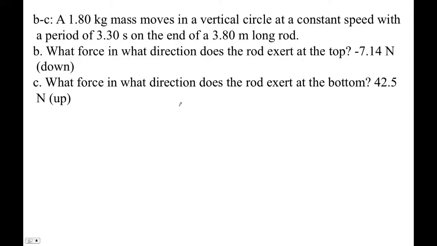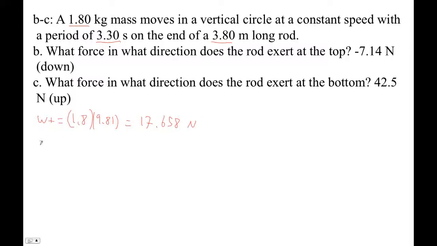All right. Let's see. So we've got the period of this thing. We've got the length of the rod. We've got the mass here. So I think this is one of these ones where we're going to figure out the weight of it and we can figure out the centripetal acceleration. So the weight is 1.8 times 9.81. We need this because we've got to solve F equals ma, right? So 1.8 times 9.81 is 17.658.